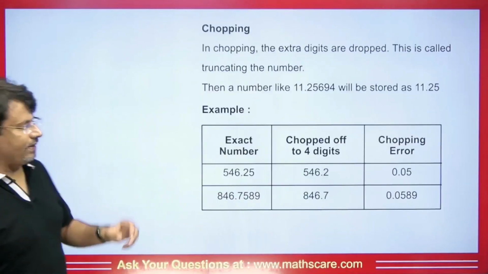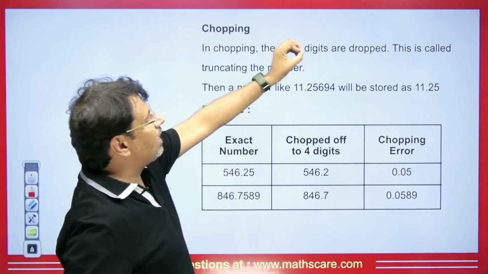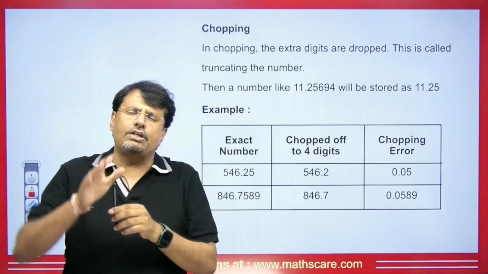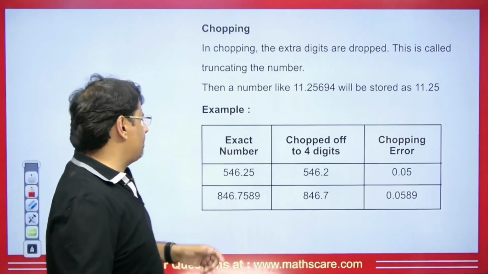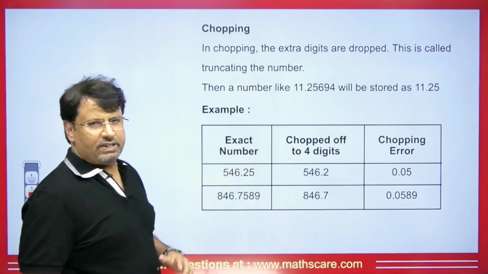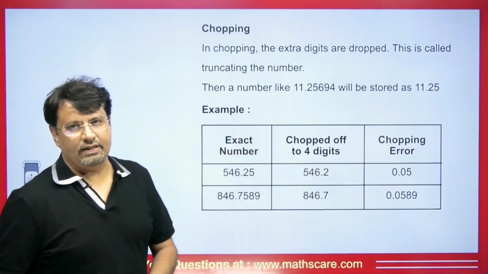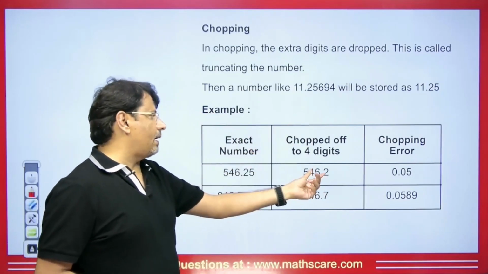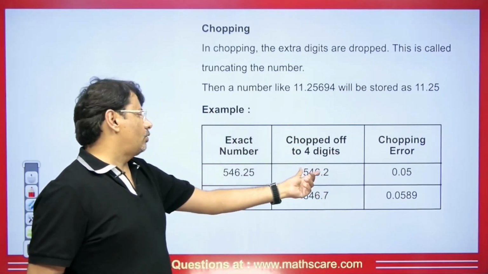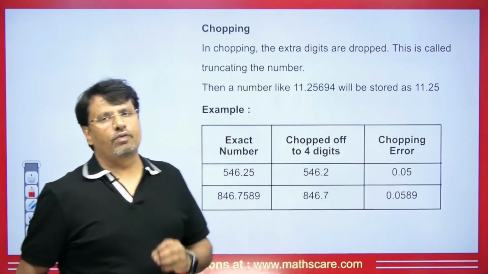Next we will discuss chopping. So chopping means exactly the same here. In chopping, the extra digits are dropped. We don't round off there, we just leave the further digits. For example, let's say we have a number given 546.25. Now what we did is we removed the digit from the end, meaning we removed the 5 from the end. Is it clear? Now see, we have done chopping here. After 4 digits we did chopping. If we remove 5 from the back, the error that we are getting is 0.05.